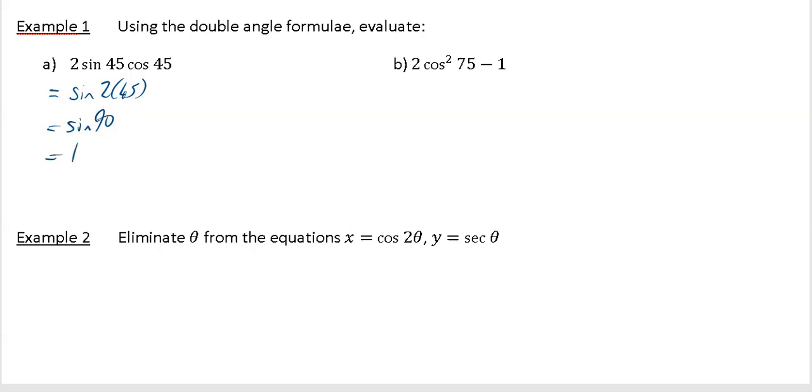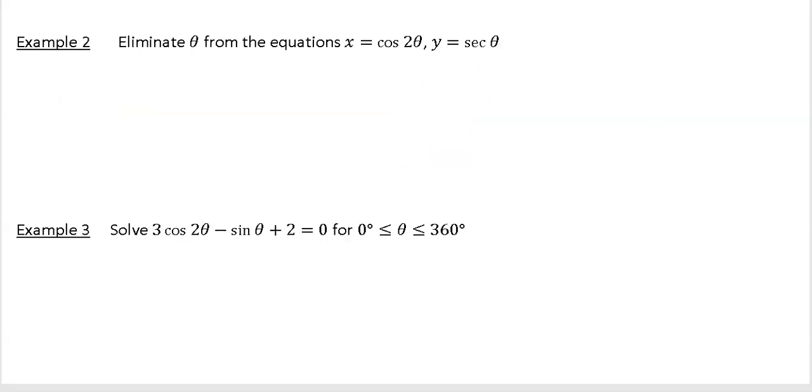Okay, this one is the same. That looks very much like 2 cos squared theta minus 1. So that's the same as cos of 2 theta. So cos of 2 times 75, which is cos of 150. And cos of 150 is minus root 3 over 2.